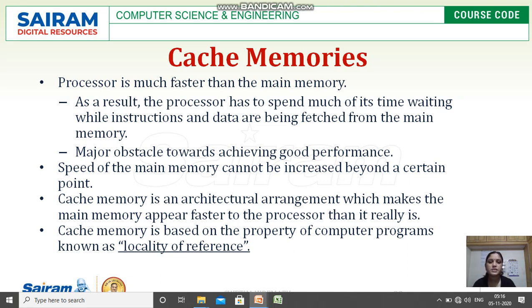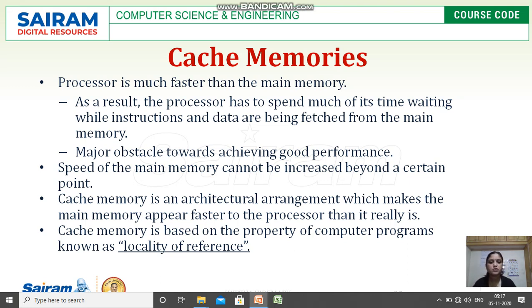So the main obstacle towards achieving good performance is waiting, or spending more time in waiting. The speed of the main memory cannot be increased beyond a certain point. Cache memory is an architectural arrangement which makes the main memory appear faster to the processor than it really is. So we are going to place this cache memory in between the processor and the main memory, making it look to the processor like it is accessing the data from the main memory itself.